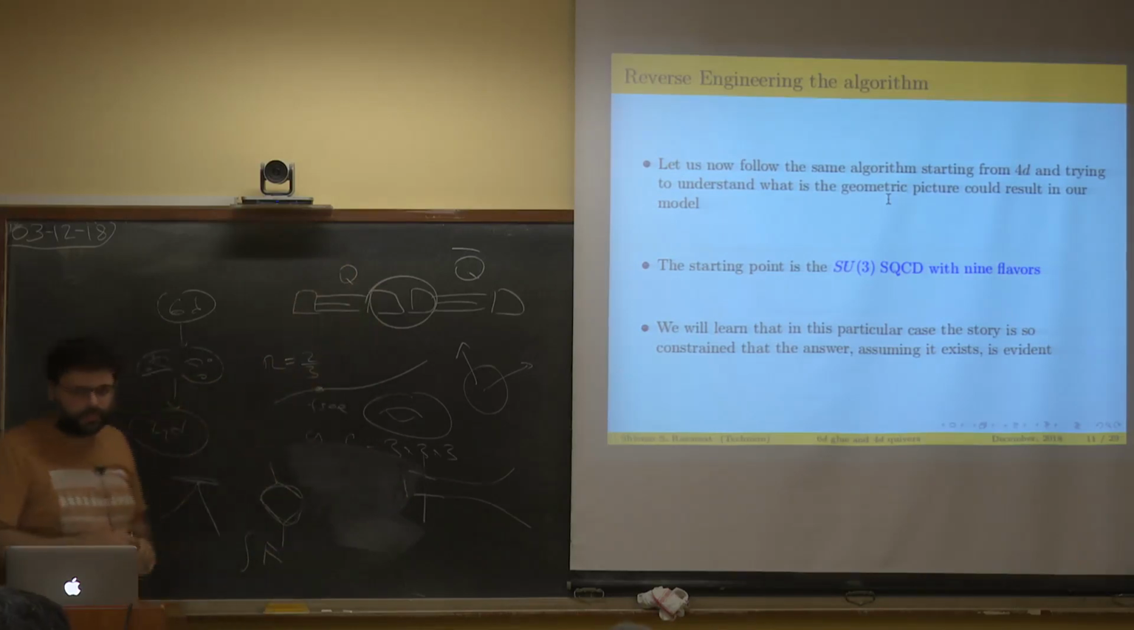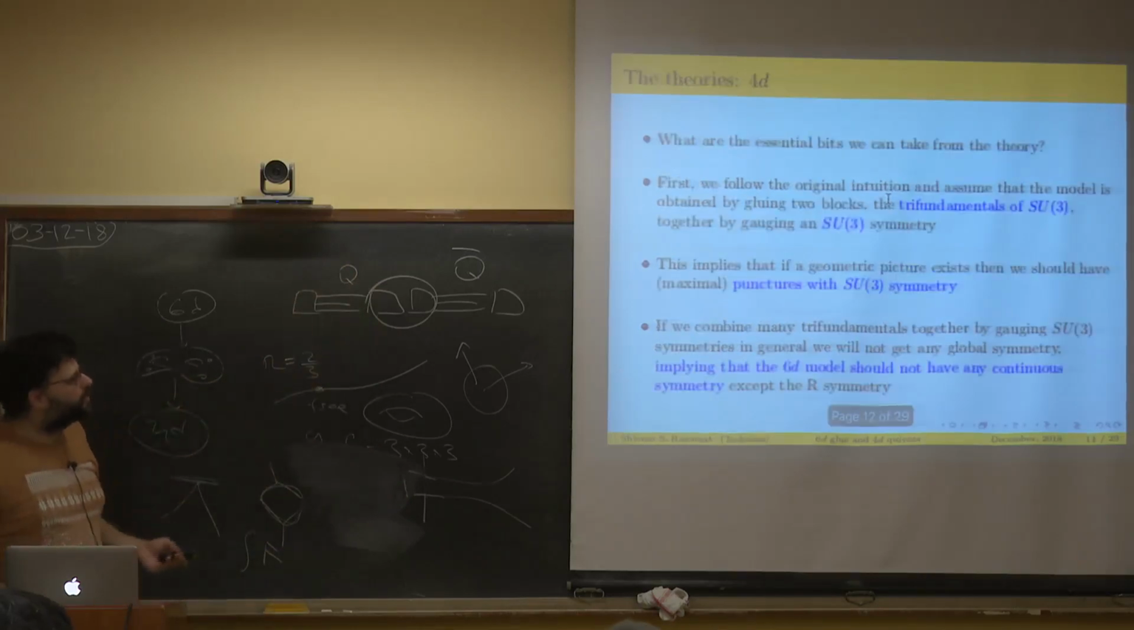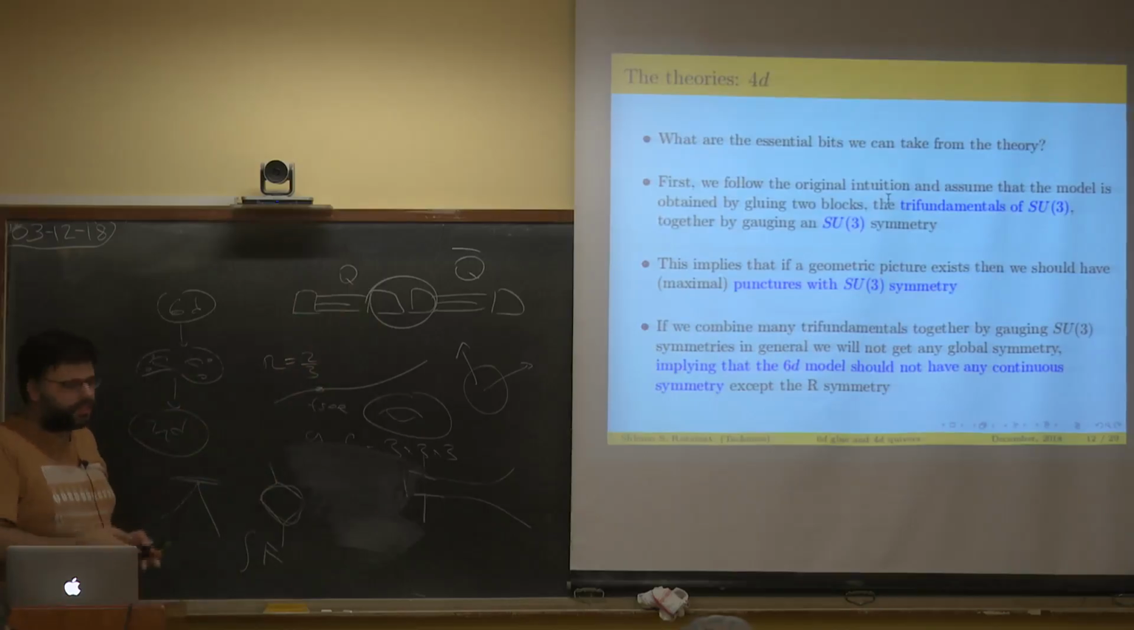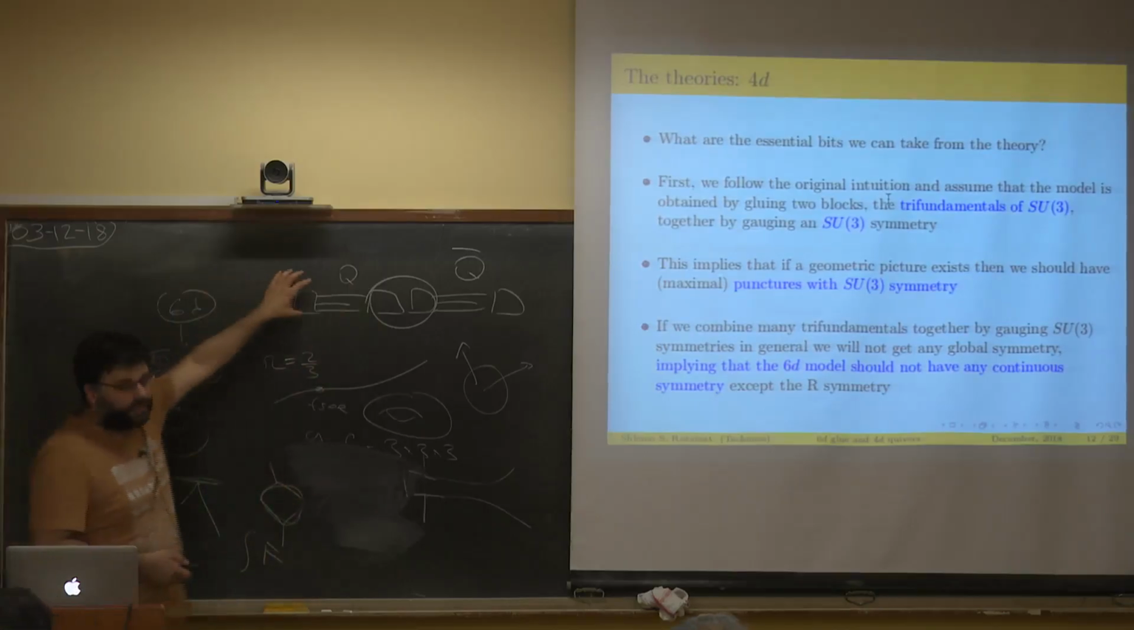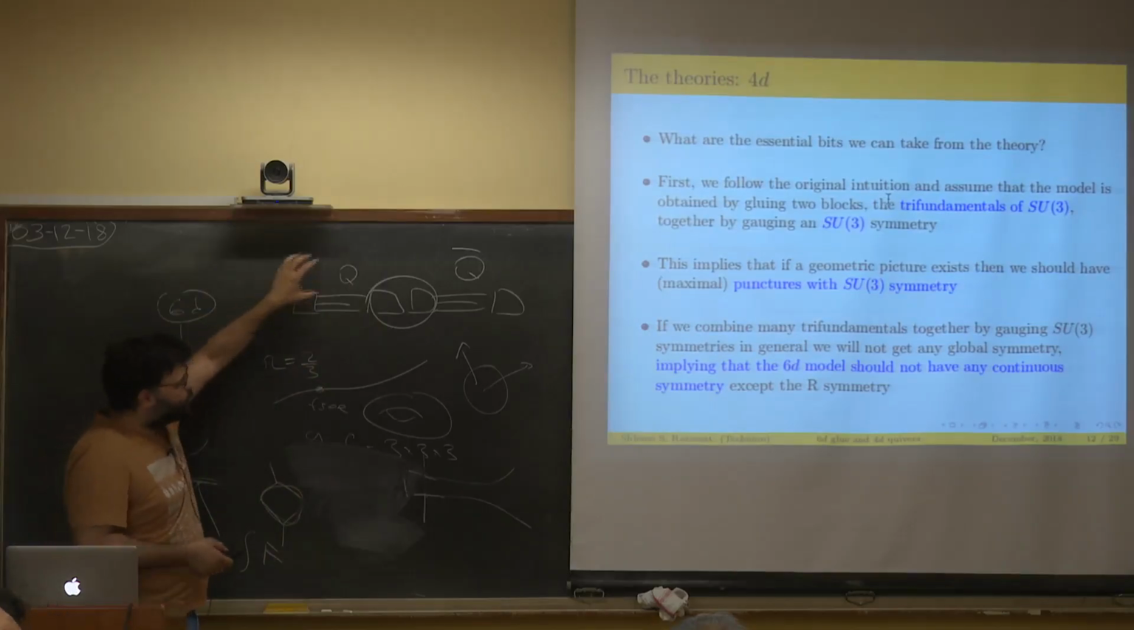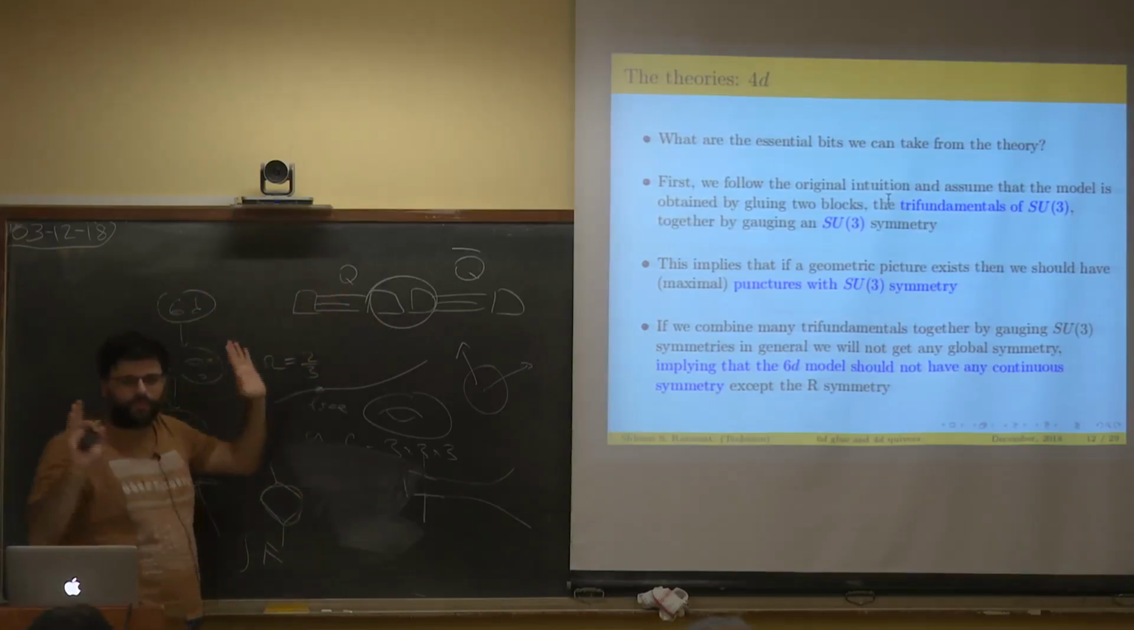That's one thing that we will do. And now we start reverse engineering. So what type of hints do we get from 4 dimensions? One I already said, is that the SU3 symmetries that we see come from punctures.